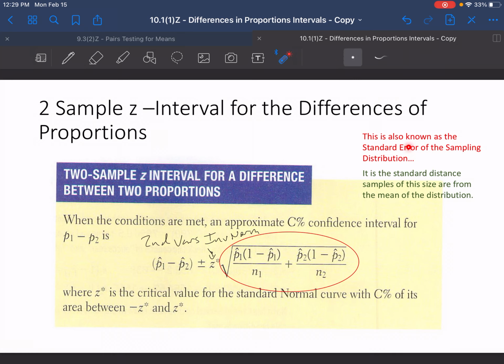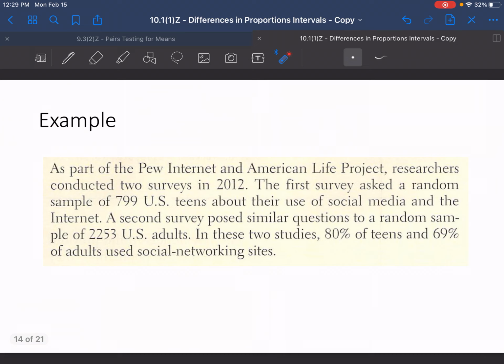One important thing to note is that this standard deviation is also known as the standard error of the sampling distribution. So if you are asked to calculate the standard error of the sampling distribution, that is simply the same thing as calculating the standard deviation between the differences of sample proportions in this case. So where z is the critical value for the standard normal curve with its confidence level of its area between negative z and positive z in this case. So that's how we would solve for a confidence interval.